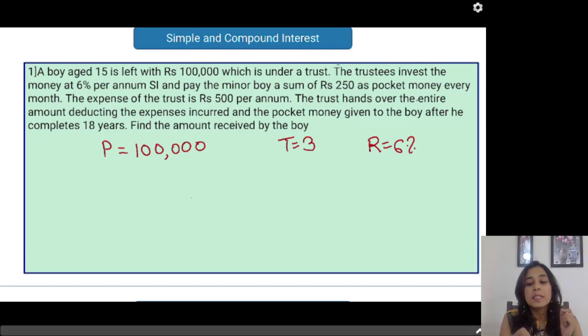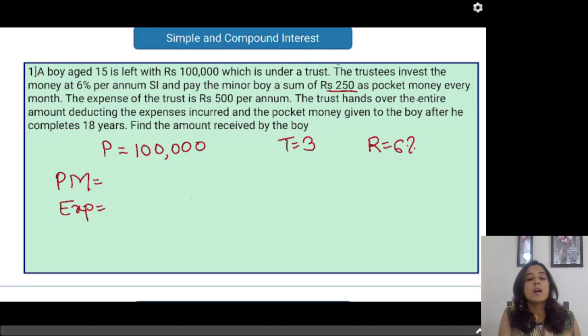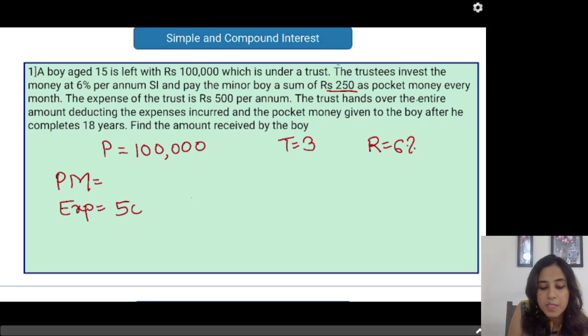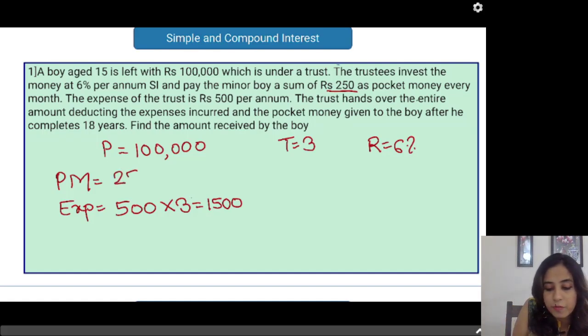But the question says that this trust pays the boy rupees 250 per month as pocket money. So after you arrive at the amount by calculating simple interest, you have to deduct this pocket money that is being paid to the boy every month for 3 years from that amount. Also, you have to deduct the expense that the trust is incurring. The trust is incurring an expense of 500 rupees per year, and that into 3 is the expense incurred for 3 years, which comes out as 1500. Also, per month, the pocket money that the boy gets is 250 rupees.